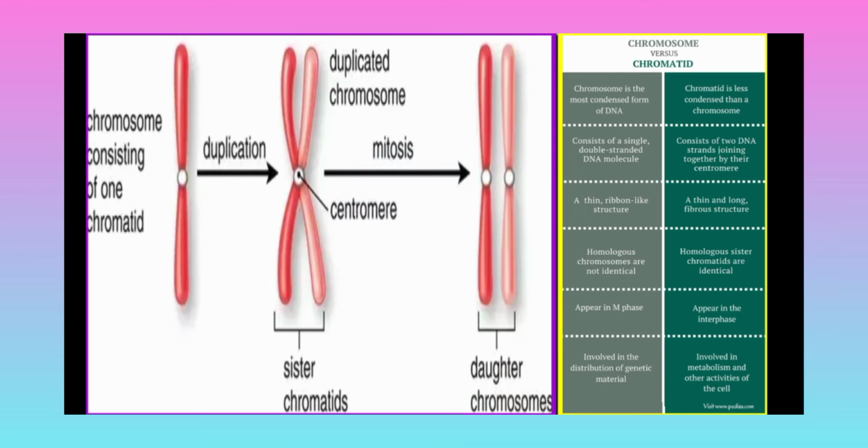Homologous chromosomes, of the same character, are not identical, whereas the sister chromatids are identical. So the chromosome appears in the metaphase and the chromatid will appear in the interphase. And the chromosome's action is involved in the distribution of genetic material. Here the chromatid will be involved in the metabolism and other activities of the cell.